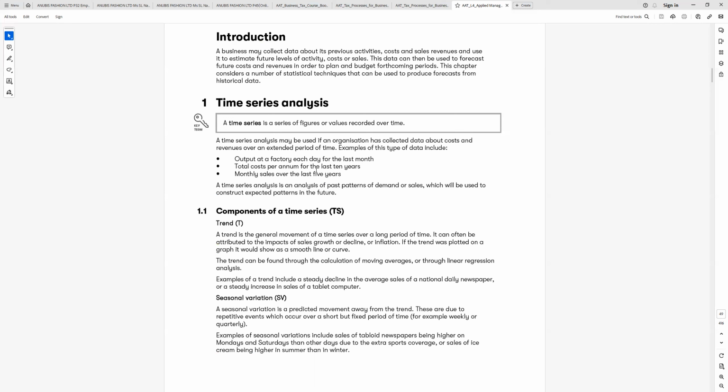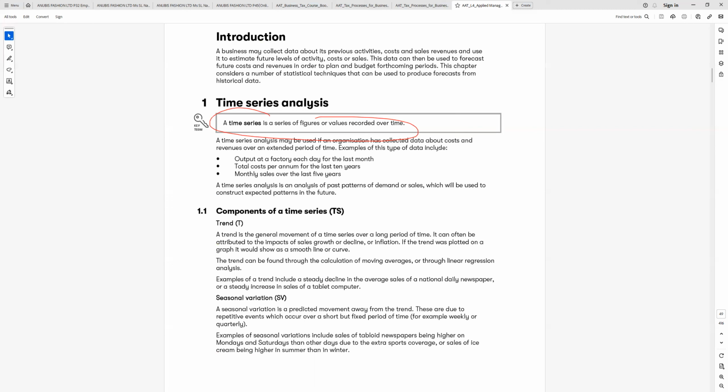It says a time series is a series of figures or values recorded over a period of time. So over a period of time, the previous data or past data we have, we call it time series. Now, a time series analysis may be used if an organization has collected data about the cost and the revenue over an extended period of time.